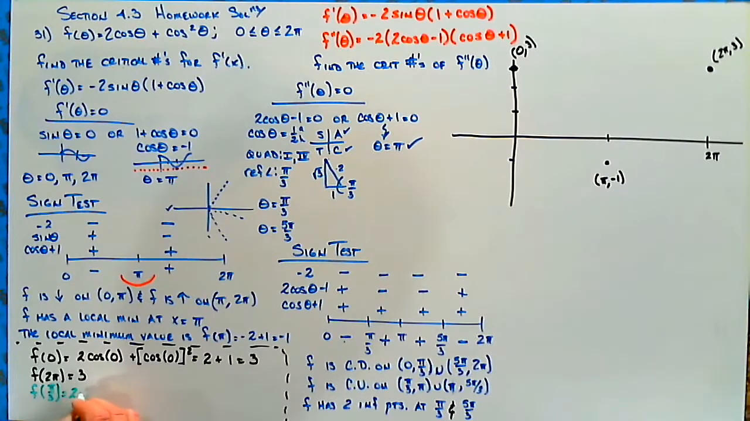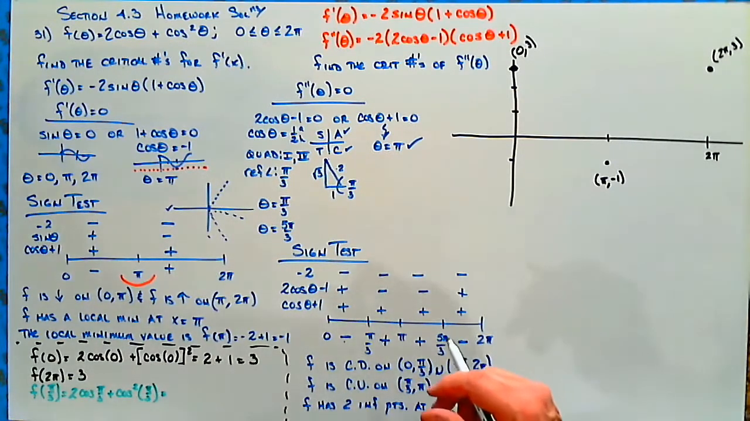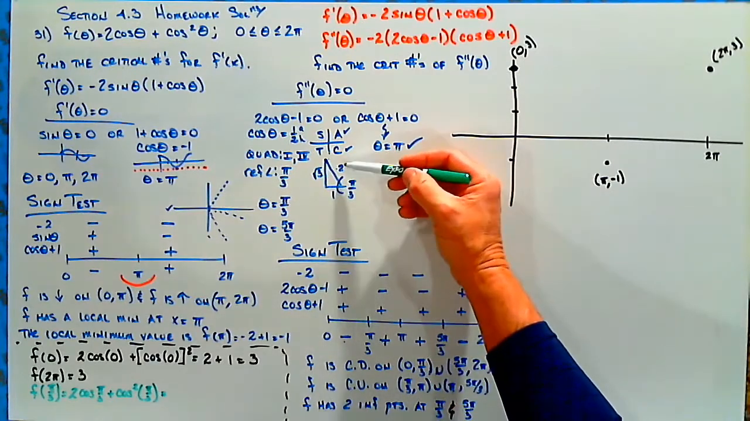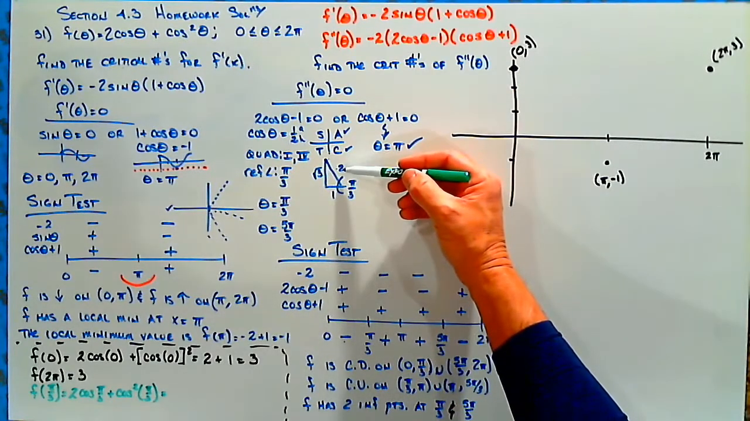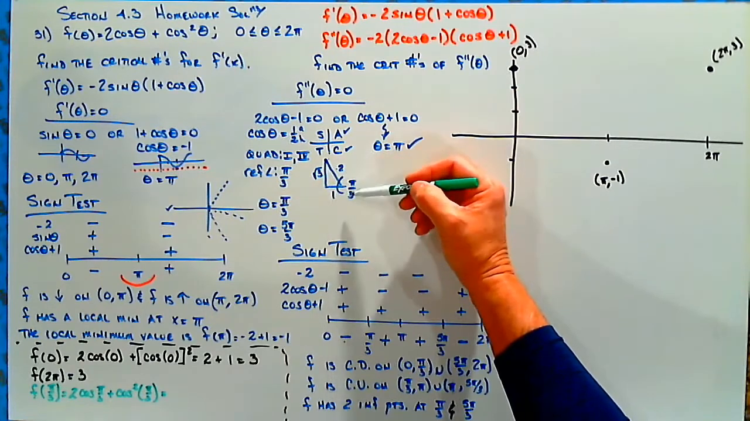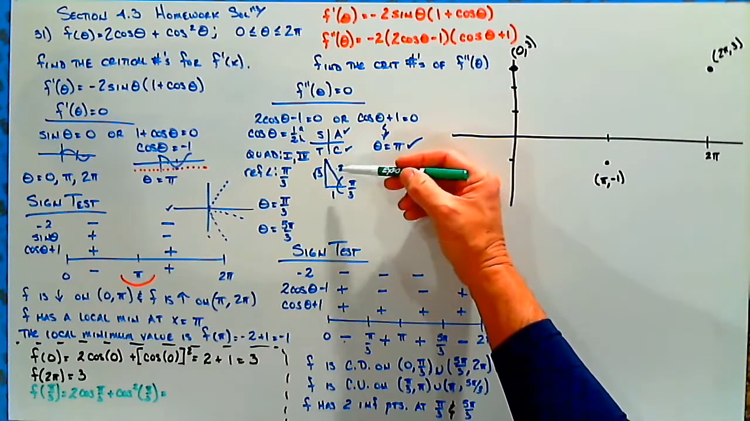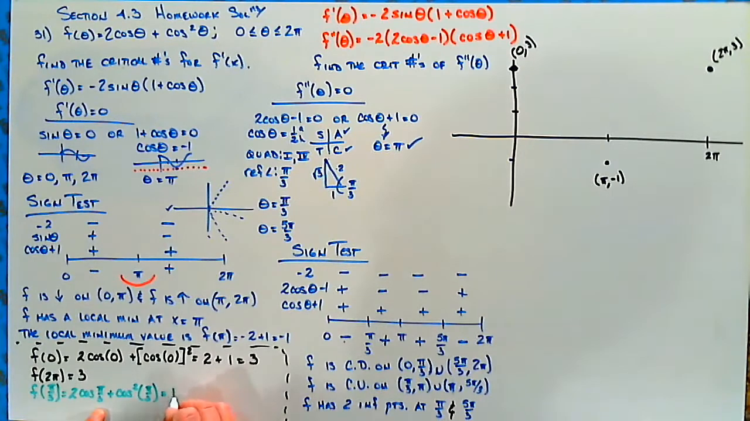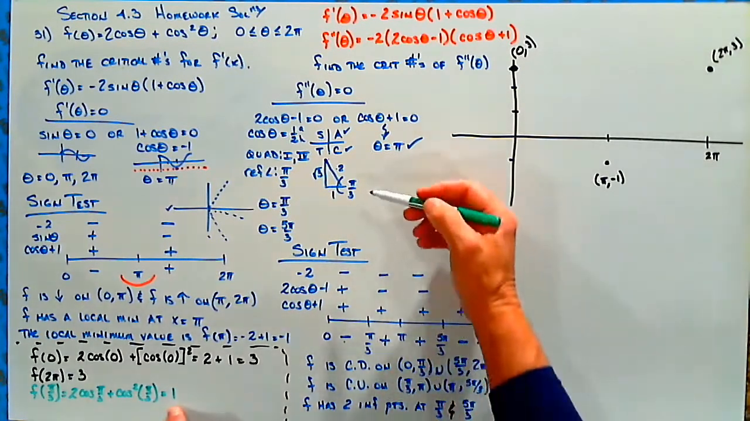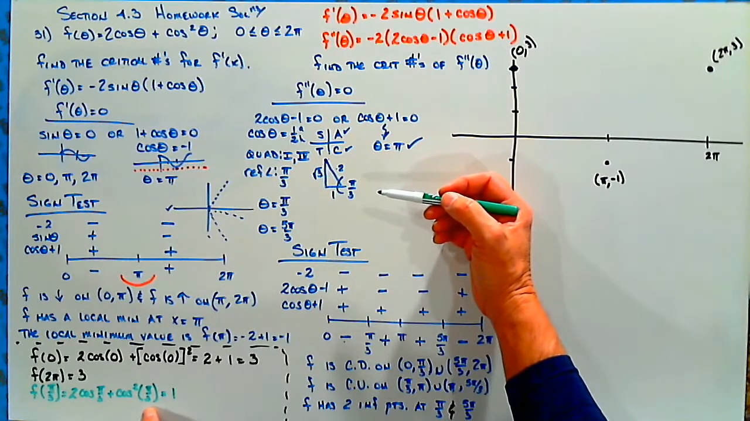Well, that's going to be 2 cosine pi over 3 plus cosine squared of pi over 3, right? And so what does that give us? Well, let's find cosine of pi over 3 first. Cosine of pi over 3 is 1/2, right? It's adjacent over hypotenuse. So cosine of pi over 3 is 1/2. So that's going to be 2 times 1/2, that's going to be 1. Right? That's going to be 1. And then what do we have here? We have cosine squared of pi over 3.